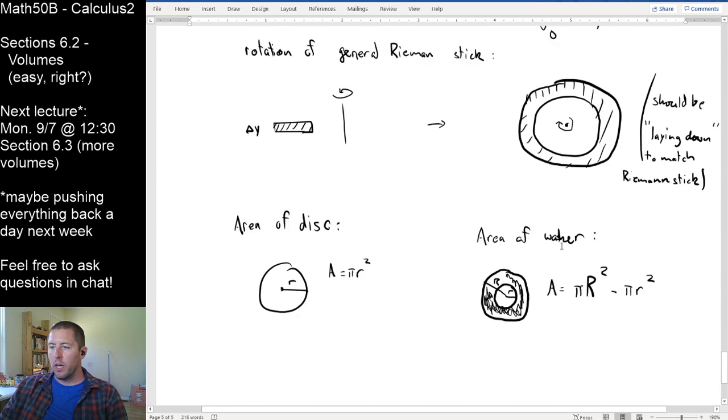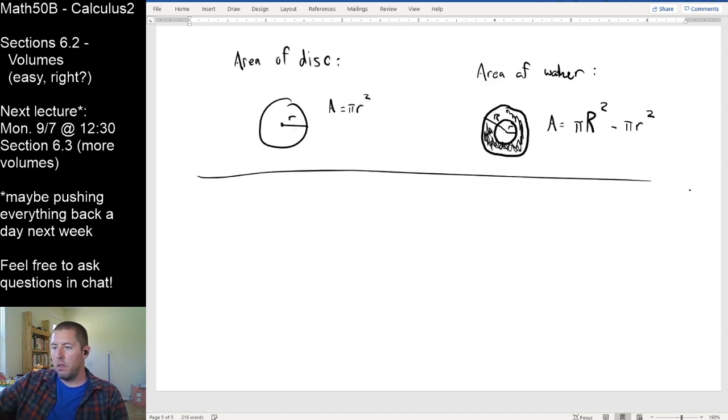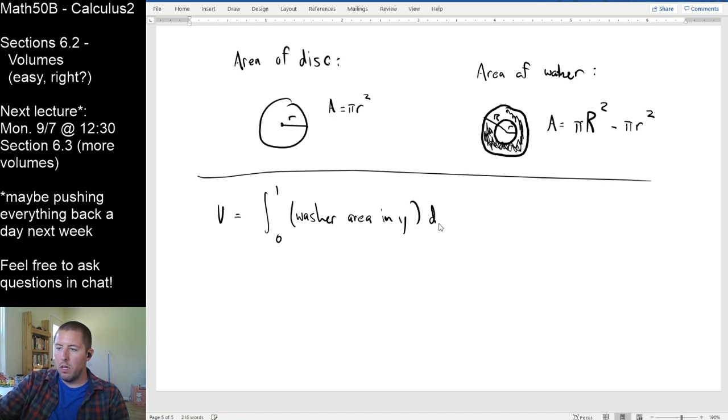So let me bring that idea down here. I want my volume to be the integral from 0 to 1 of the washer area in y dy, right? By the way, more math Tony things here. Why wouldn't you just write integrals with words in them like that? There's nothing wrong with a variable being a phrase of whole words rather than just a single letter. I think people feel too trapped into obligatorily using one letter variable names, and that is just crazy.